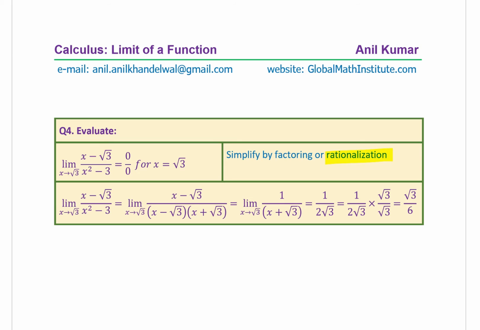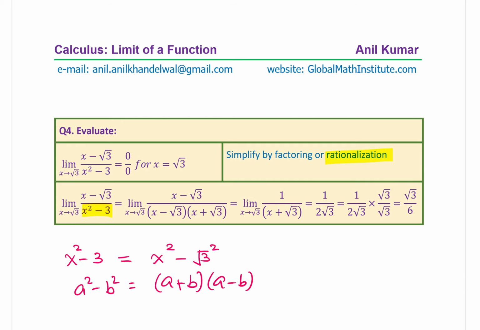Well, it could also be factored. So what I did actually was that I factored it. We could treat x square minus 3 as x square minus square root 3 square. Do you see that? Now it becomes a square minus b square, so it can be factored as a plus b times a minus b. So I could write this as x plus square root 3 times x minus square root 3. So that's what I've done at this particular stage.